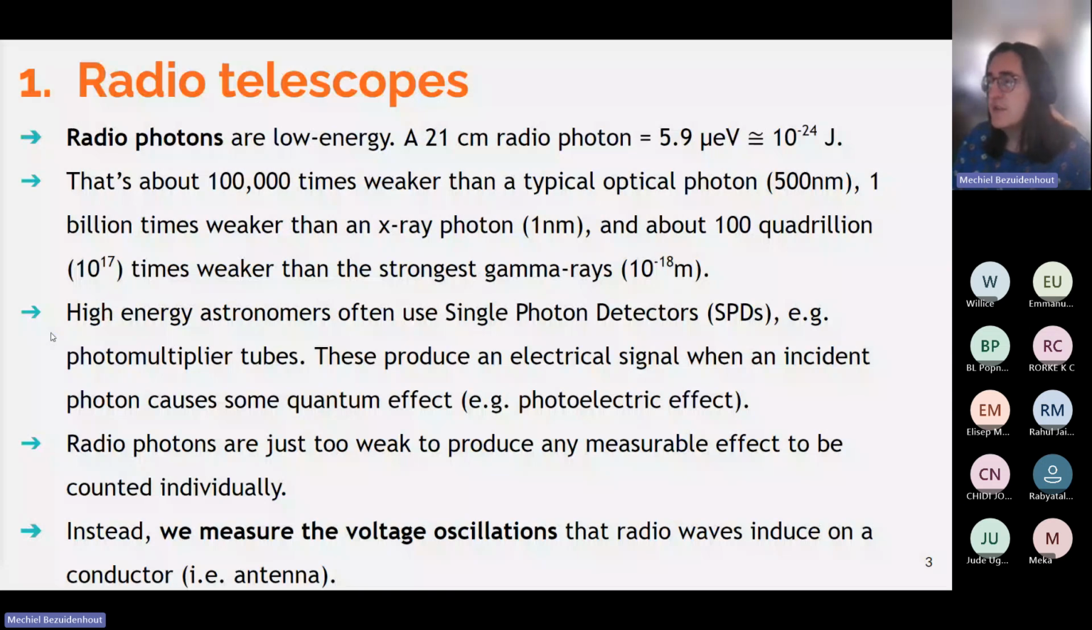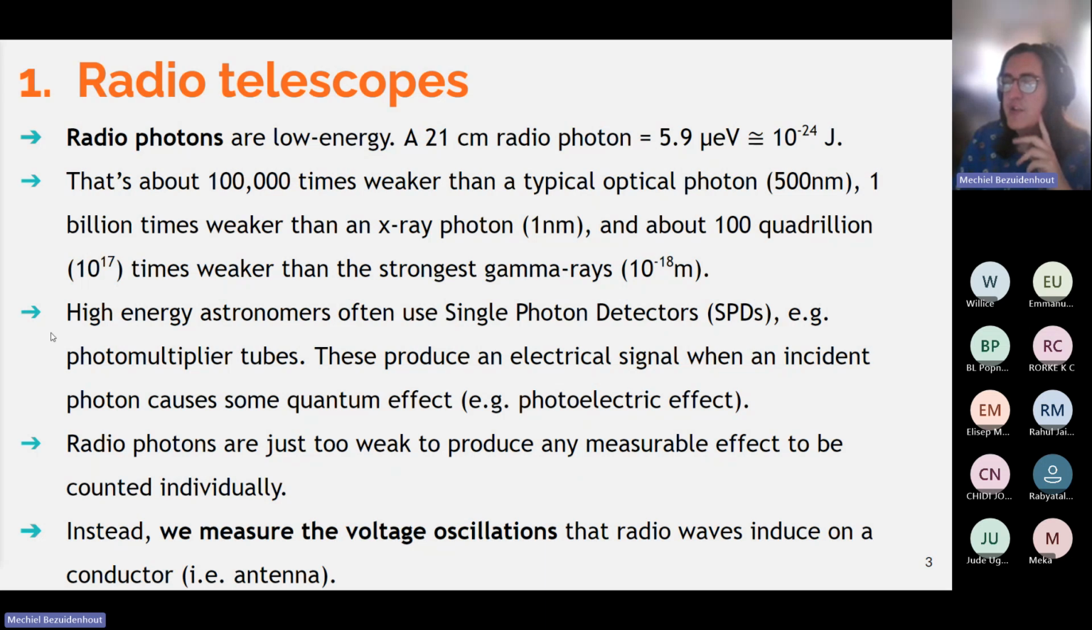It's 100 thousand times weaker than a typical optical photon at 500 nanometers, a billion times weaker than an X-ray photon at 1 nanometer, and about 100 quadrillion, or 10 to the power 17 times weaker than teraelectron volt gamma rays, which is about 10 to the power minus 18 meters.